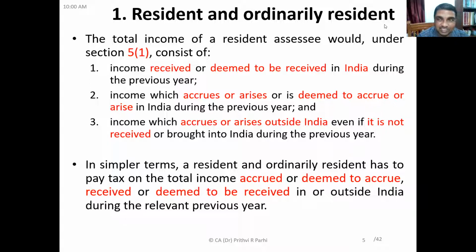Have you remembered what is section 6? Can anyone tell me what is section 6? Sir, residence in India. Good. It talks about residential status.